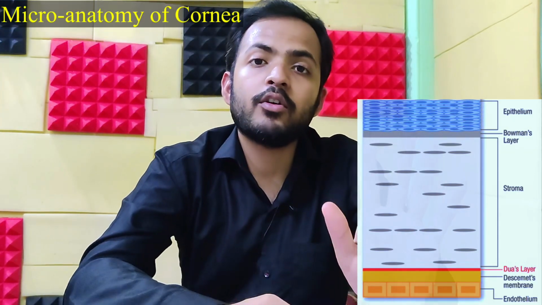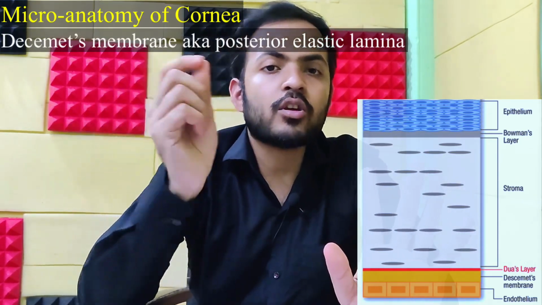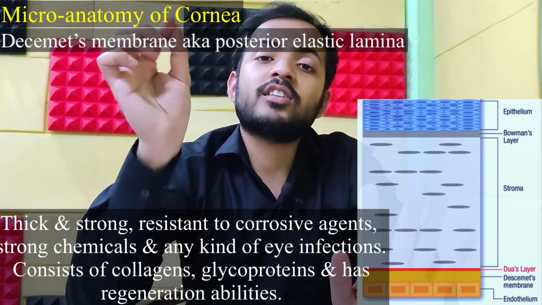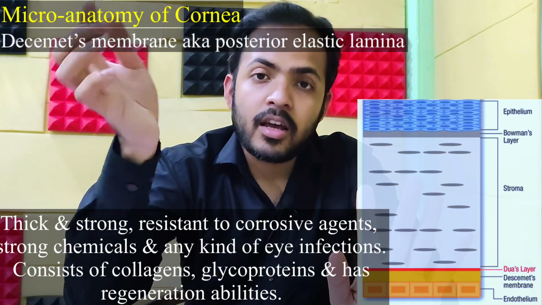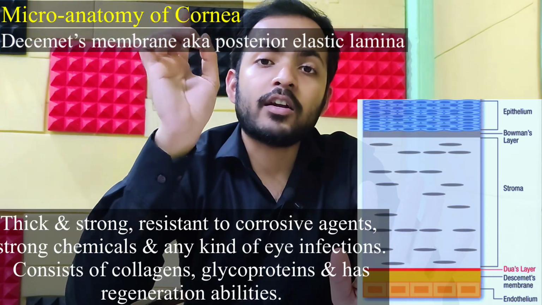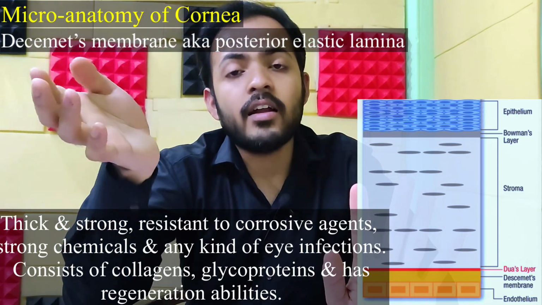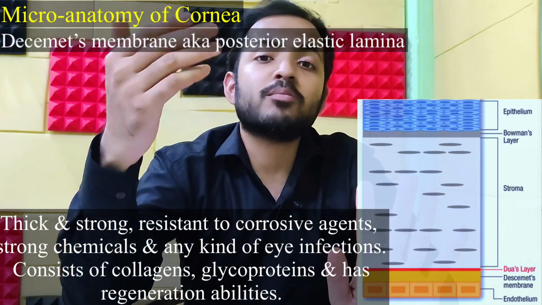Okay. Fifthly, you're going to find Descemet's membrane. It is also known as posterior elastic lamina. It is thick and strong. It is resistant to corrosive agents, chemical agents. Also, it is resistant to any kind of infections. It also consists of collagens and glycoproteins, but it has regeneration power.